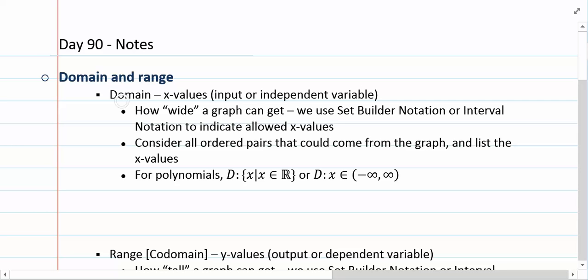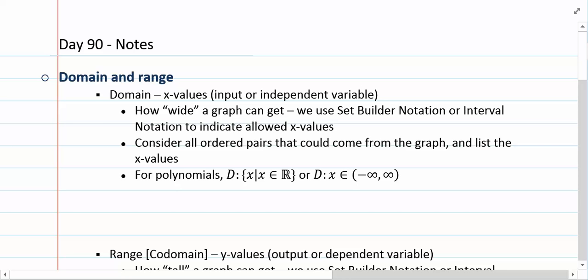Now remember, domain is simply a list of our x values of a function, and these are sometimes called input or independent variables. And when it comes to a graph or a picture of a function, we recognize that the domain represents how wide a graph can get. What are the numbers associated with the width of the graph? We'll show some examples of that before this video ends.